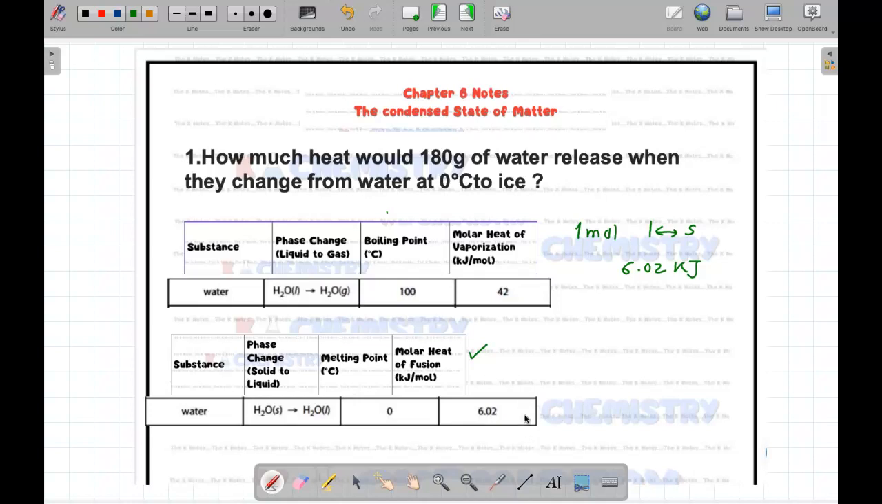Again, I will change from the mass into the number of moles. The number of moles is equal to mass over molar mass. That's 180 over 18, so equal to 10 moles. If 1 mole gives 6.02, so 10 moles, what is the amount of heat? It will be 60.2 kilojoules by cross multiplication.